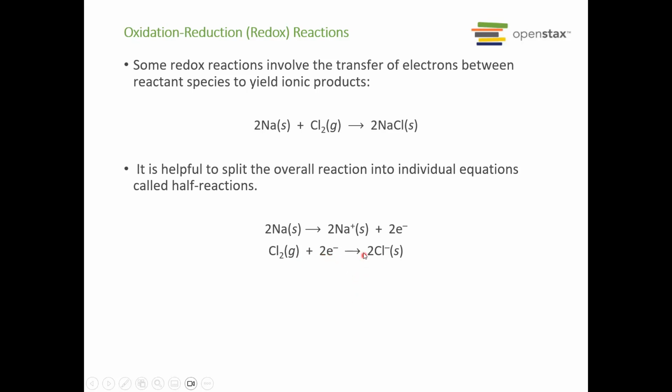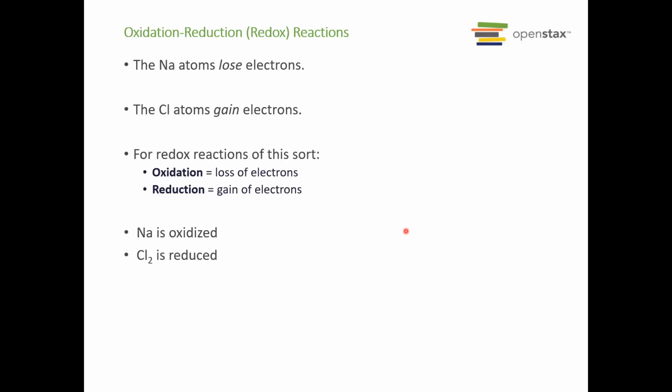And now that we have this transfer of electrons, we're going to see that the sodium is being oxidized, the chlorine is being reduced. And that's why we've called them oxidation reduction reactions. We have those 2 processes occurring in tandem. All right. So as I said, sodium is being oxidized, chlorine is being reduced.